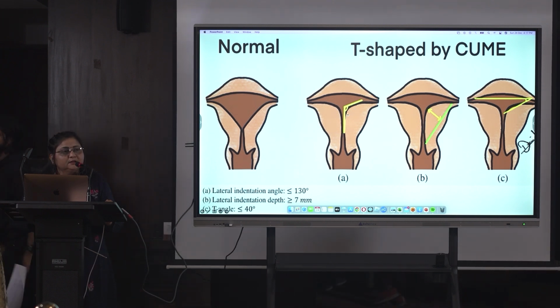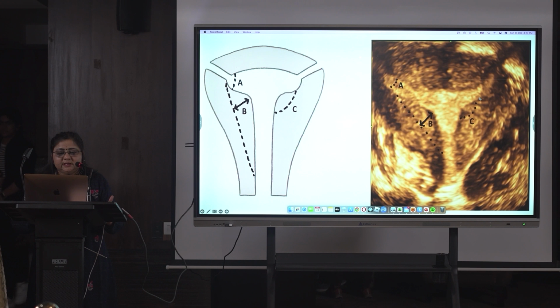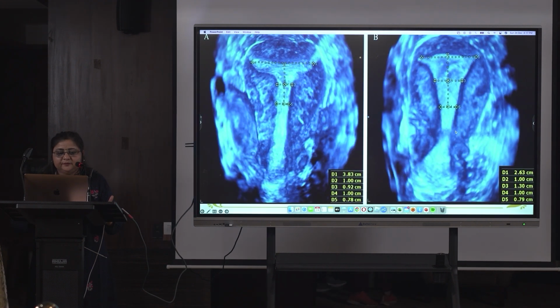So the criteria are angle less than 130, then indentation more than 7 millimeters, and T angle should be less than 40. So here you can see again a T-shaped uterus. By look only you can make out that this is very narrow, very thin. Yes, coronal views.